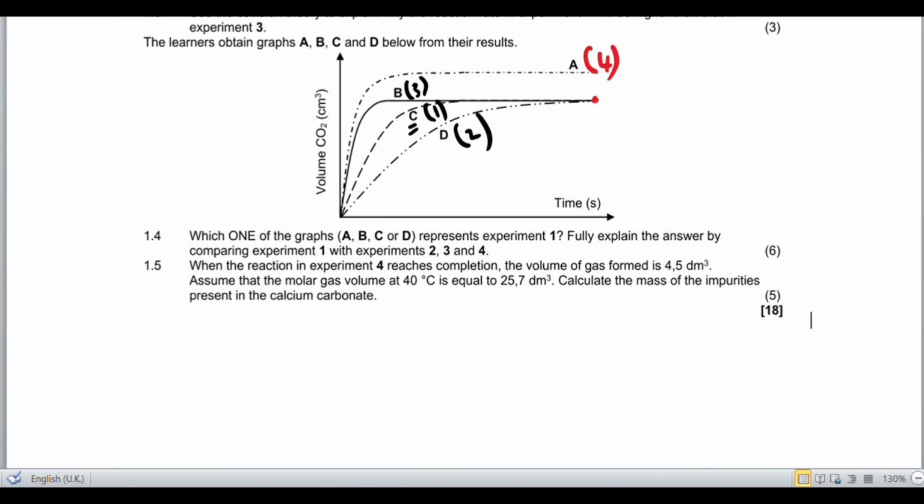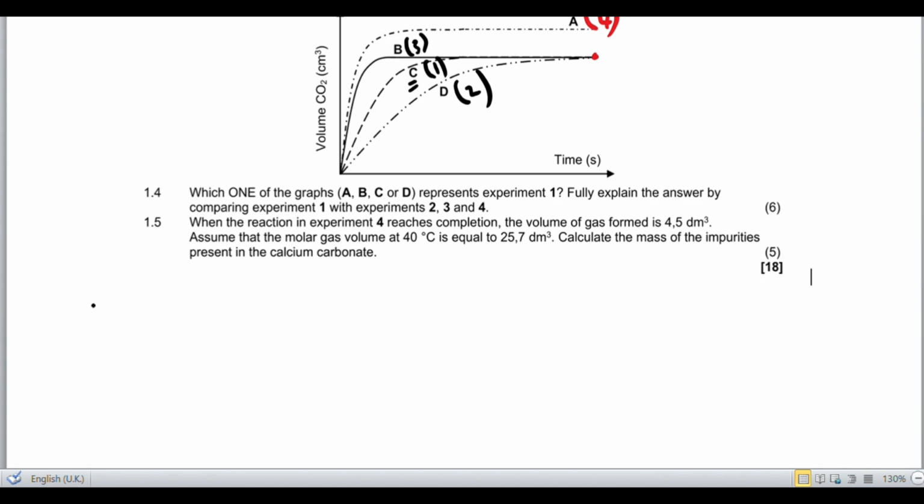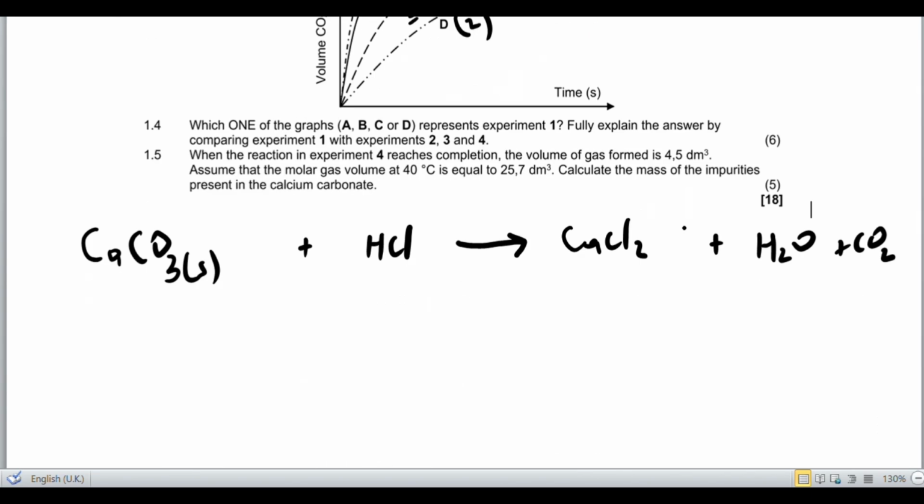Now we come to this last question where we calculate. Remember, we wrote down the values. What do they say? They said that when the reaction in experiment 4 reaches completion, the volume of gas formed is the volume of gas formed. Here is the gas. The volume of carbon dioxide is 4.5 dm cube. Okay, that is the carbon dioxide.